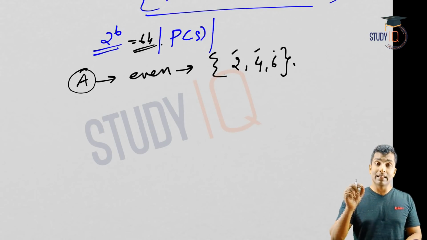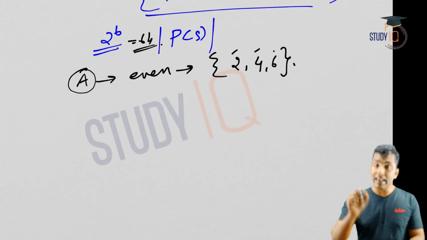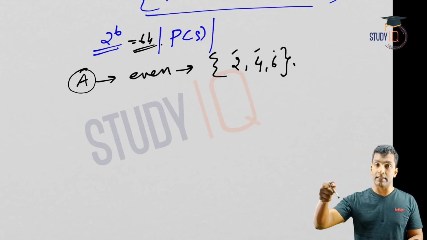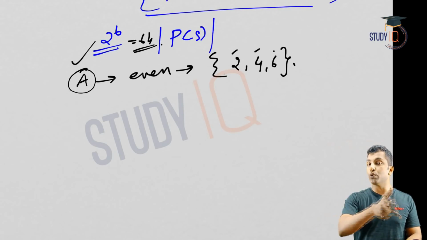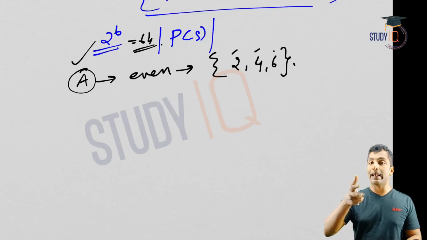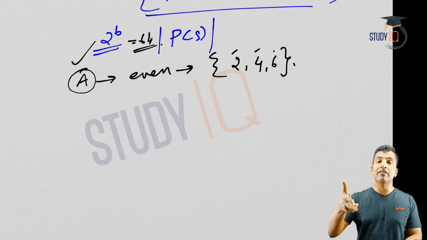When can you say that event A occurred? If any elementary event which is favorable to A, in this case 2, 4, 6, occurs, you will say event A occurred. So if your outcome is 2, you will say A occurred. If your outcome is 4, you will again say A occurred. If your outcome is 6, event A occurred.